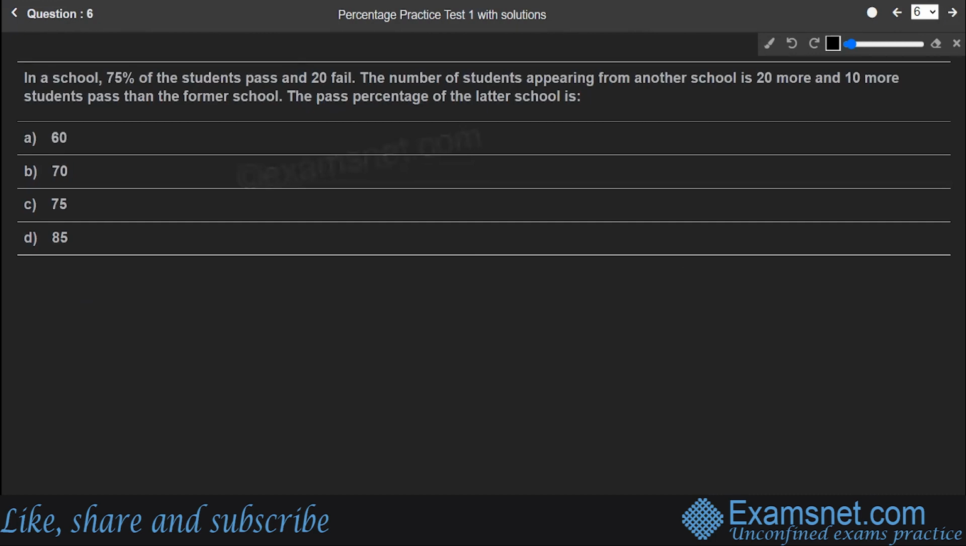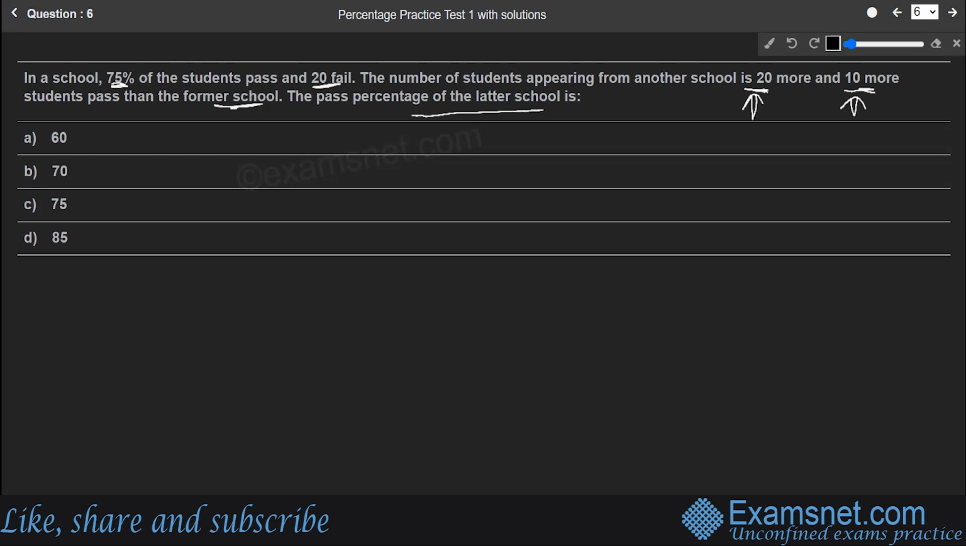Now, in a school, 75% of the students pass and 20 fail. The number of students appearing from another school is 20 more than the former school, and 10 more students pass than in the former school. So some data is given. The pass percentage of the later school is what? Clearly we are not given only percentage values, we are given some numbers also. So we will not assume the total number of students as 100. Rather, we will try to do it using X.